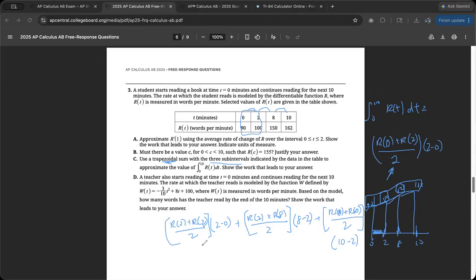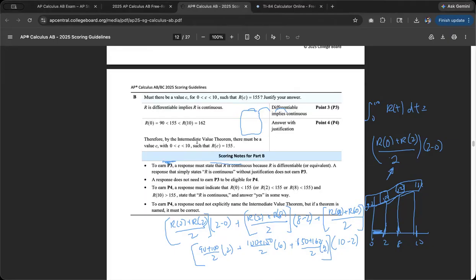Okay. Plug in those numbers: 90 plus 100 over 2 times 2, 100 plus 150 over 2 times 6, and 150 plus 162 over 2 times 10 minus 8, which is 2. Okay, so that's our full function. Do your calculations there and you'll have your answer. And there we go.